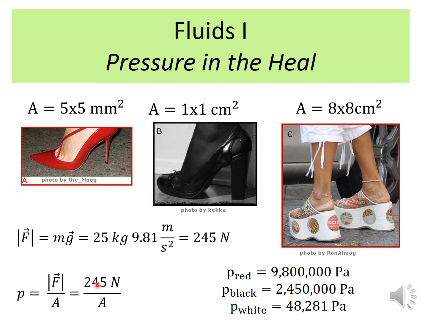So I have to calculate 245 Newton divided by the area. When I take this heel here, 5 times 5 millimeters square, this is that very small one, I get about 9 million Pascal. And this really here is a weapon. When I take this heel here, which has roughly an area of 1 times 1 centimeter, I still get about 2,500,000 Pascals. And then when I take that kind of heel here, where everything is very, very flat, I get in the order of 50,000 Pascals. So this is the difference of having the same person standing on different shoes, what the pressure in the heel would be when they are walking on these various kinds of shoes.